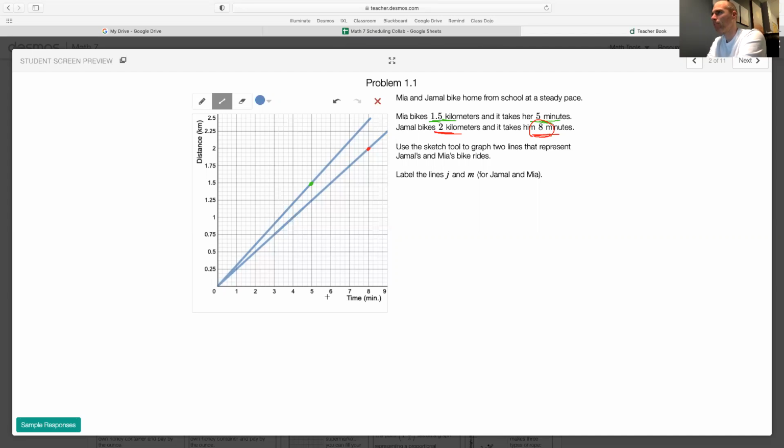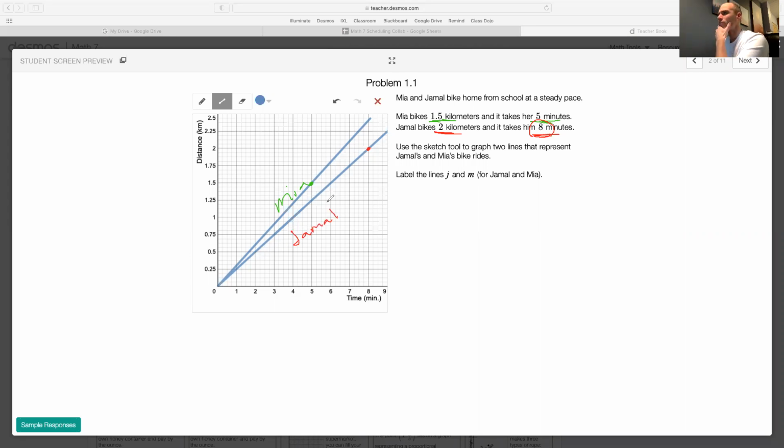So let's look at these lines. I'll label them. It's telling me I should label them. So let's see here. I got my green out, so I should label this line here for Mia on top. And I'll get my red tool out and I'll label this for Jamal.